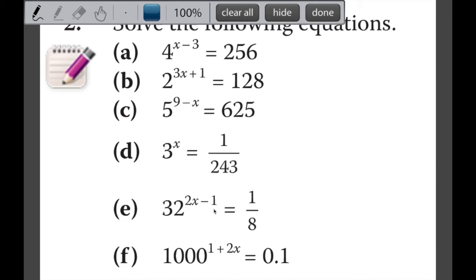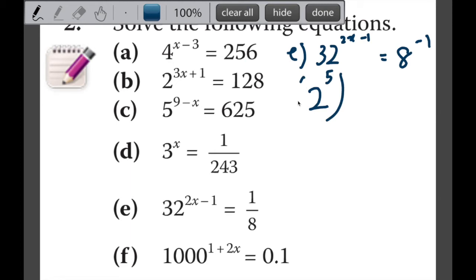Okay, let's do part E. So I was thinking it's a bit too easy. 32 to the power of 2x minus 1 is equal to 8 to the power of negative 1. The common base that you should go for would be base 2. So 32 will be 2 to the power of 5, and 2x minus 1 is equal to, 8 will be 2 to the power of 3.